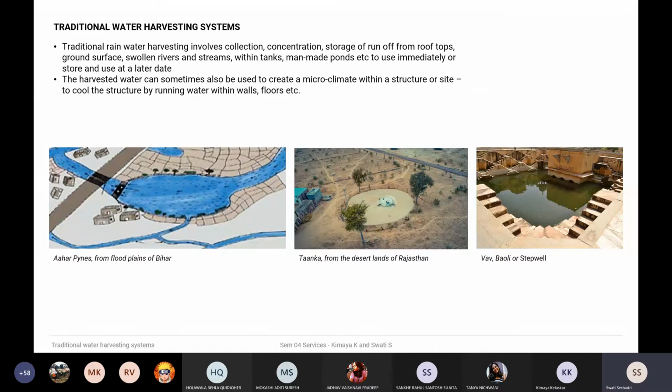So essentially these were developed to collect, concentrate or store water from your roof runoffs or the surface runoffs, and then eventually were used through the year, for any of the particular uses that you would have in a certain settlement. And some of them were also used to create a certain microclimate to reduce temperatures around the structures they were built in.